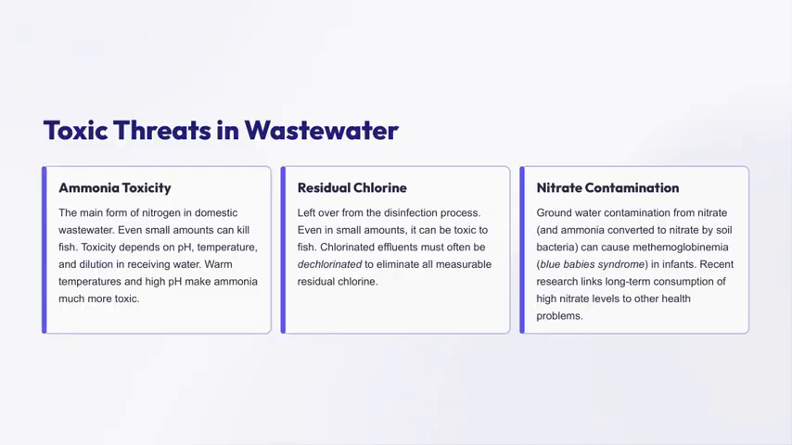Toxic threats in wastewater are an important aspect to understand when we're considering environmental safety. Let's start with ammonia toxicity. Ammonia is the main form of nitrogen found in domestic wastewater, and even small amounts can be deadly to fish. The toxicity level, however, isn't fixed. It actually depends on factors like pH, temperature, and how much the wastewater is diluted when it enters receiving waters.